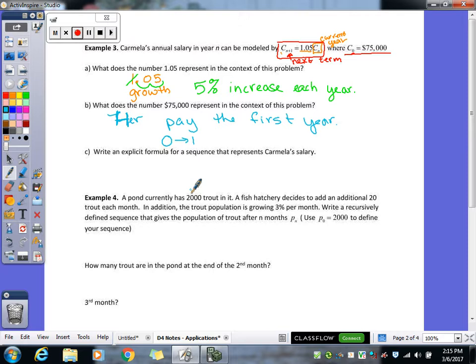Then they want us to write the explicit formula for this sequence. Again, this is another exponential, so you want to be thinking to yourself a times b to the x. We're going to use a c, because they were using c up there for all of them. So c of n equals, our initial amount was $75,000. It's being multiplied times the 1.05 each year, and our exponent would just be an n, because again, we started at 0. Our initial was a 0, not a 1 this time, so our exponent is going to be just an n.